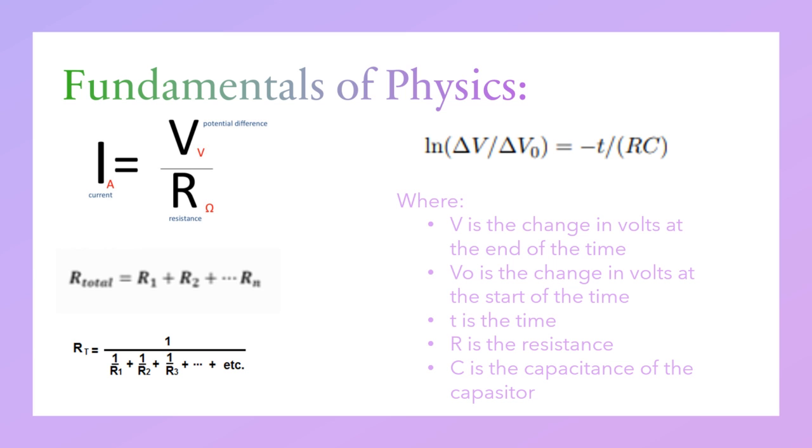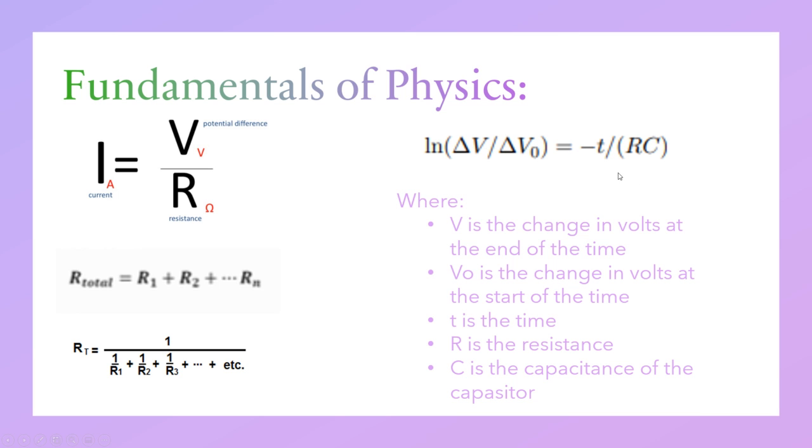The fundamentals of physics at play here are these two equations. The first one is current equals the potential difference over the resistance, or voltage over the resistance. The resistance, in ohms, for series is all of the resistors added up, whereas for parallel resistors it is 1 over the first resistor plus 1 over the second resistor, etc.